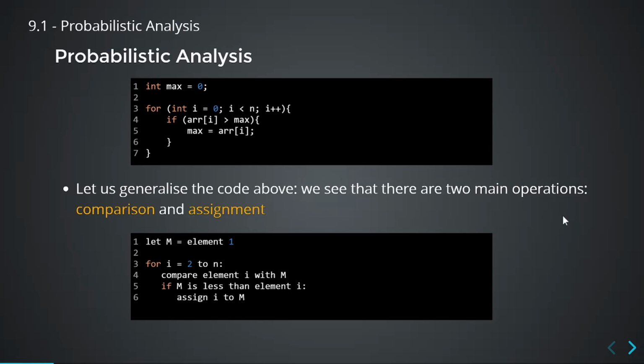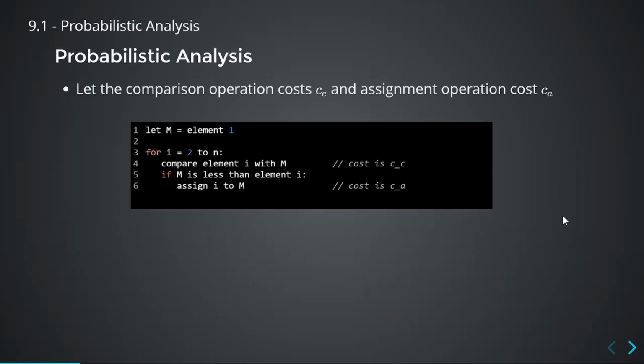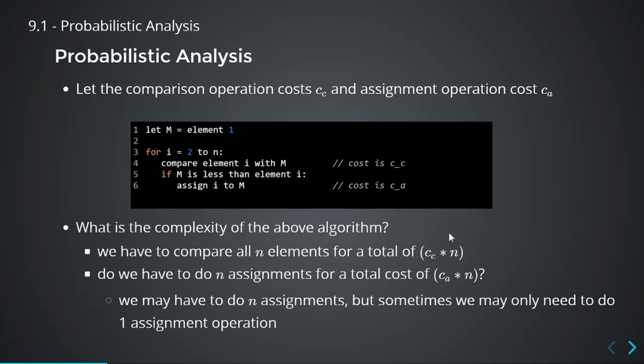We're going to set m to be the first element, and then we're going to replace m with something else if that something else is bigger than m. Okay? And because we only have two operations, let's just say that the assignment costs CA and the comparison costs CC. So what is the running time of this algorithm? Well, you have to compare all elements, right? So that will cost you CC times n.